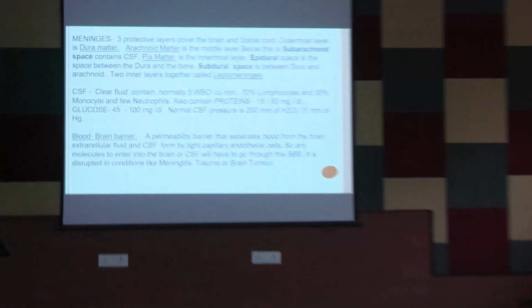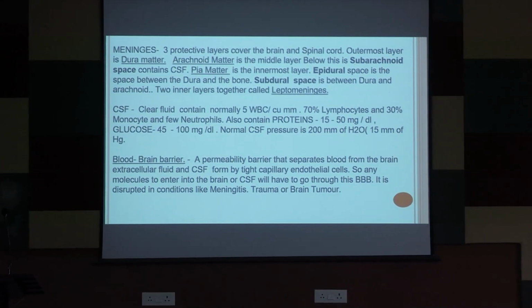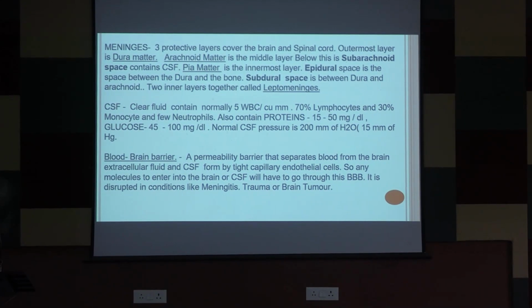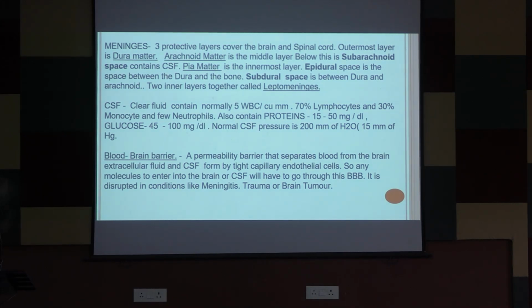The meninges has three protective layers. The meninges is the protective layer of the brain. It has three layers from outside inwards. It is dura mater, which is in contact with the skull, then the middle layer is the arachnoid mater. The inner layer is the pia mater, which is in contact with the surface of the brain. So you know all these things.